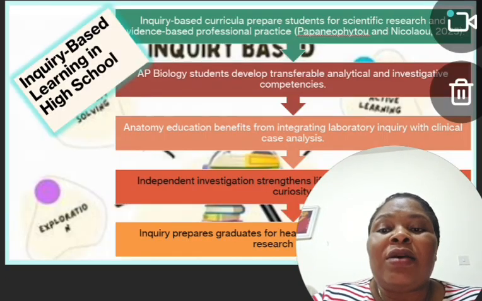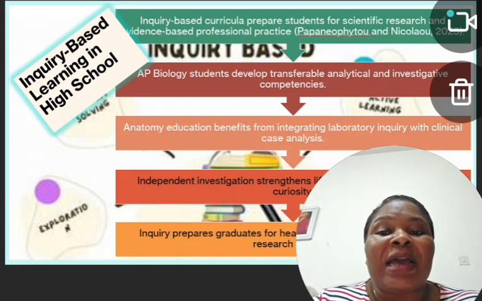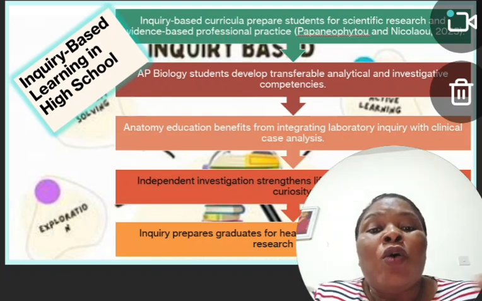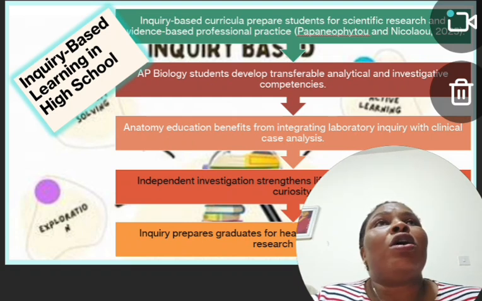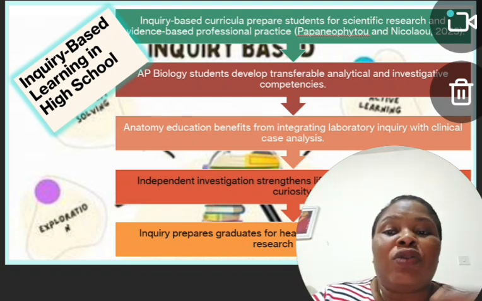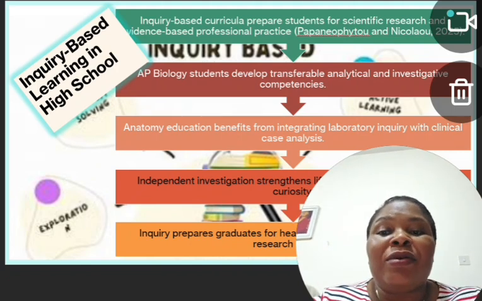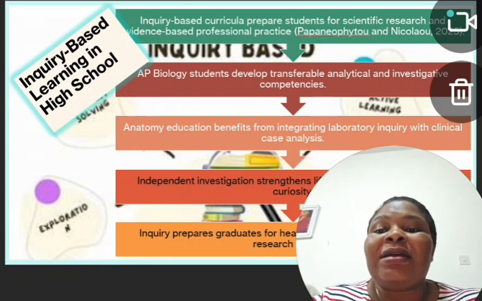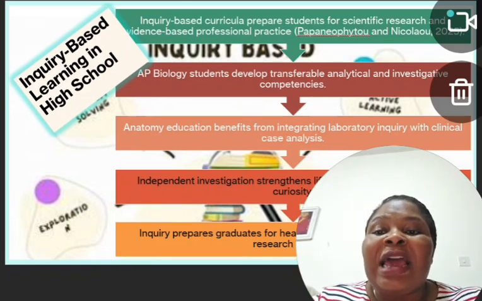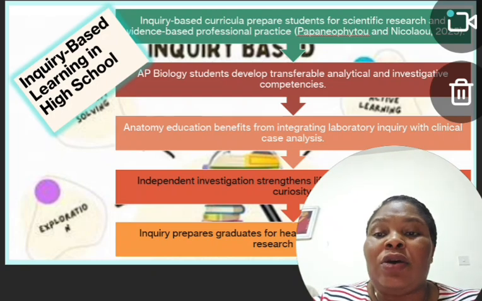Now let's look at inquiry-based learning in high school. In inquiry-based learning in high school, students are learning to conduct scientific research on their own, which helps them in future in case they want to practice or do any profession related to healthcare, and to be lifelong learners. Learning transferable skills in addition to facts, pupils develop their analytical skills, scientific communication, and evidence-based decision making using this method.